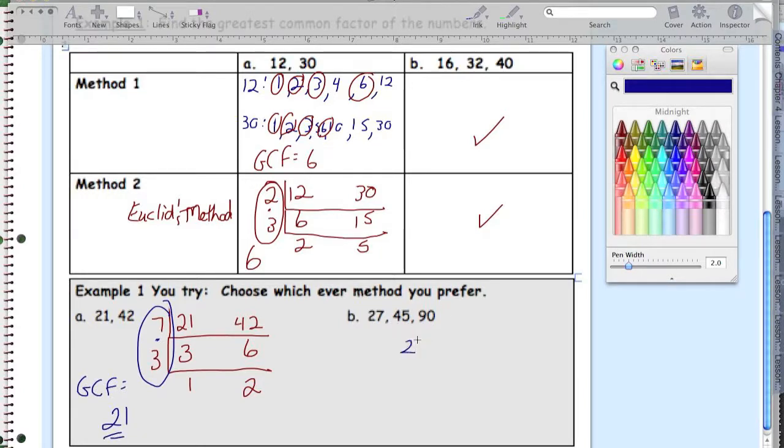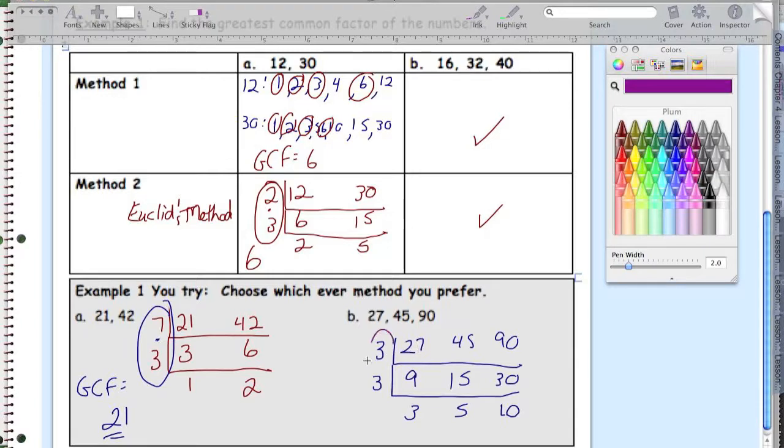Now here I have 27, 45, and 90. You want to make sure you know what goes into all 3 of these, and 3 does. 3 goes into 27 9 times, 45 15 times, and 90 30 times. Then I could go again. 3 goes into each of these. 3 goes into 9 3 times, 15 5 times, 30 10 times. I've got to the bottom. There's nothing that goes into all of these other than 1. So that means these 3 are relatively prime, and we're done. So I multiply whatever I have on the left. 3 times 3, I get 9. So my GCF is 9.